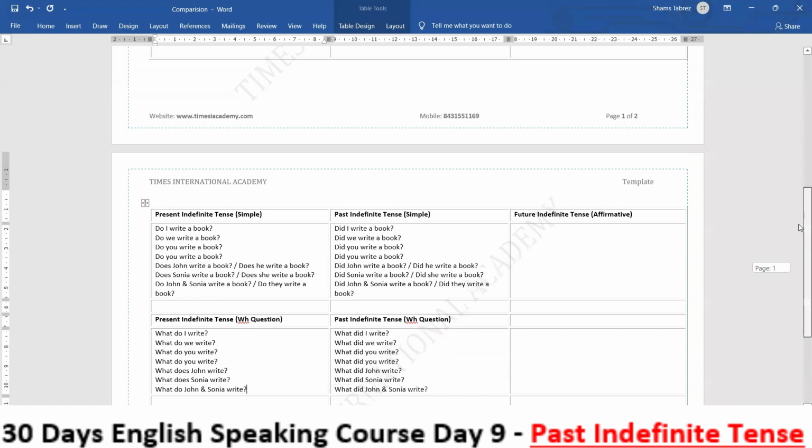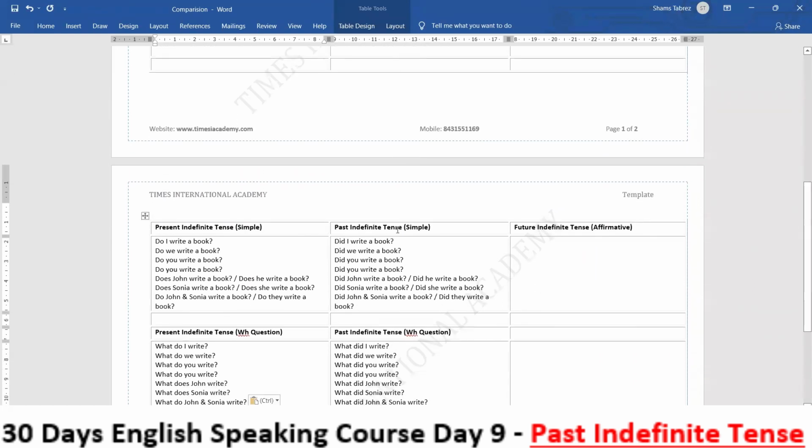Okay. Now here the helping verb, because a simple question starts with a helping verb, whatever helping verb we are using. So that's why do I write a book. And in case of third person singular, s or es is added to the helping verb, but it is not added to the verb. So does John write a book? Right? Similarly, does Sonia write a book?